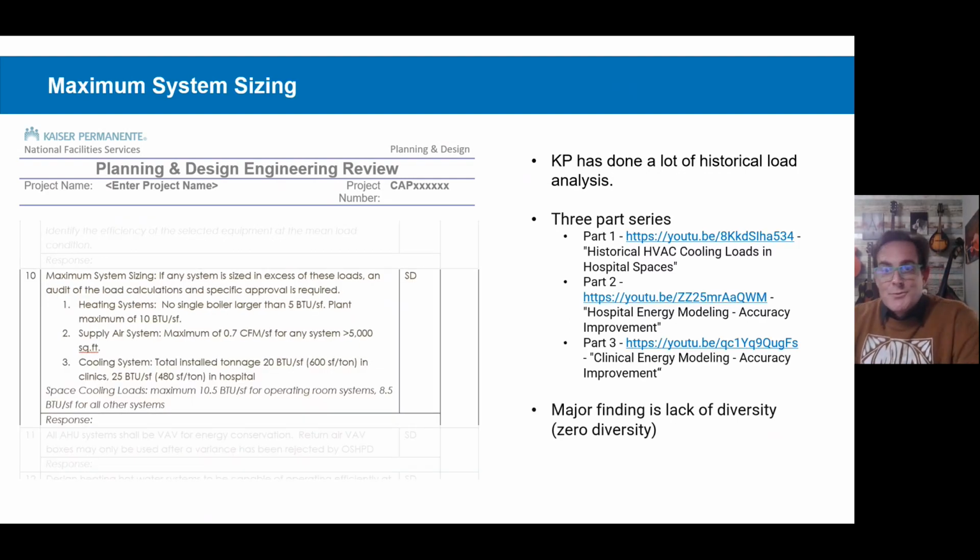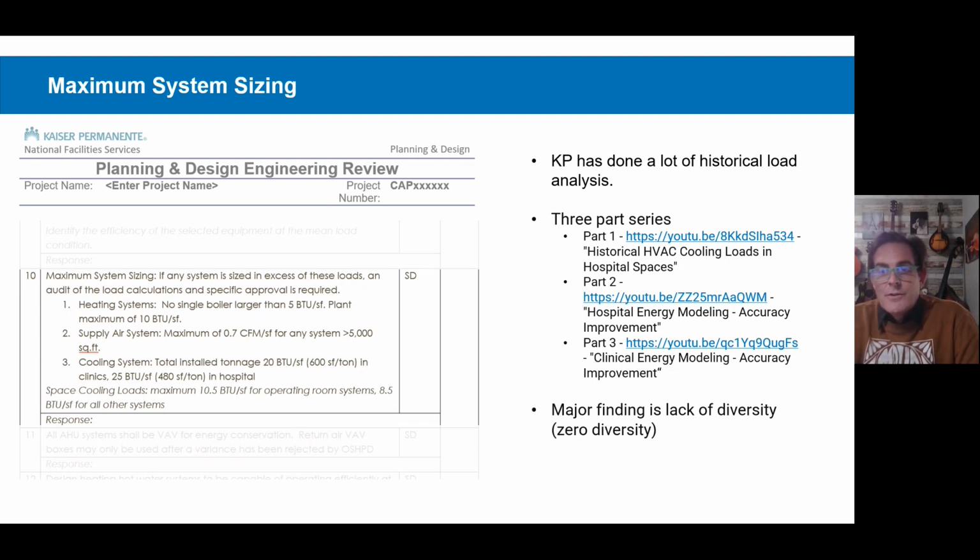Next one is maximum system sizing. This one can be controversial, but we've done a good amount of historical load analysis. If you're not familiar with those 3 videos on the right, please familiarize yourself with that work. We didn't just pick these numbers out of the sky. We've done quite a bit of work on the issue, right? HVAC systems have a lot of oversizing. Design engineers are usually not shocked by that statement. We're all pretty well aware that oversizing is an issue in the industry.